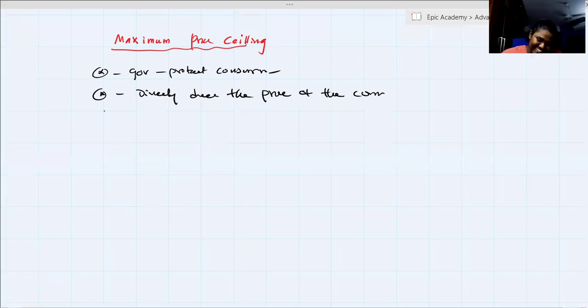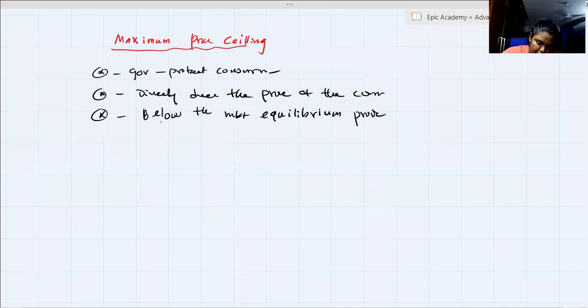Right. And the next one: actually, the maximum price is always below the equilibrium price. Below the equilibrium price. This is a very important factor. It is below the market equilibrium price. So that is how they can protect the consumer.